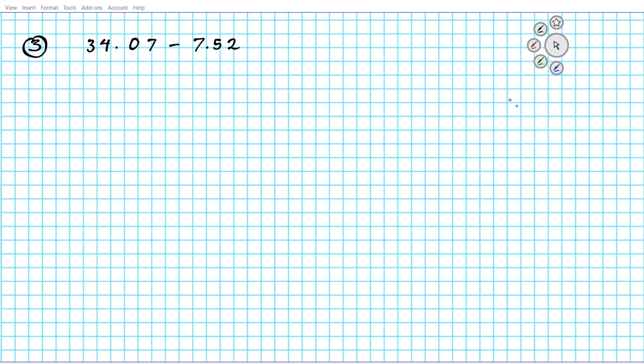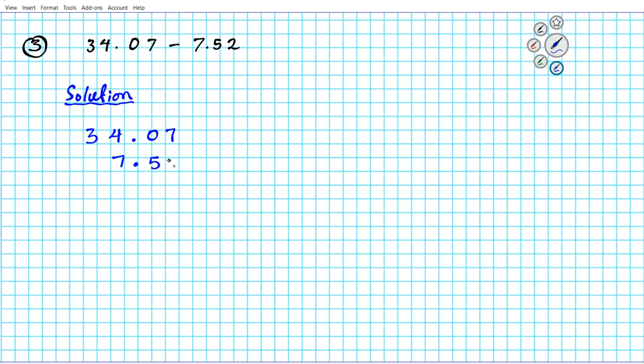Alrighty, let's take a look at question number 3. We want to subtract 7.52 from 34.07. So let's take a look at what the solution to this problem is. We have to orient the numbers vertically for subtraction. Another thing to keep in mind is that the order is important. Whichever one goes first on the left, that goes on top, and then the second number goes on the bottom.